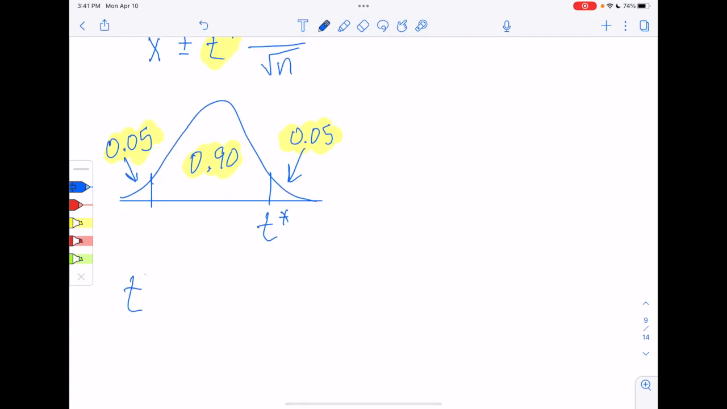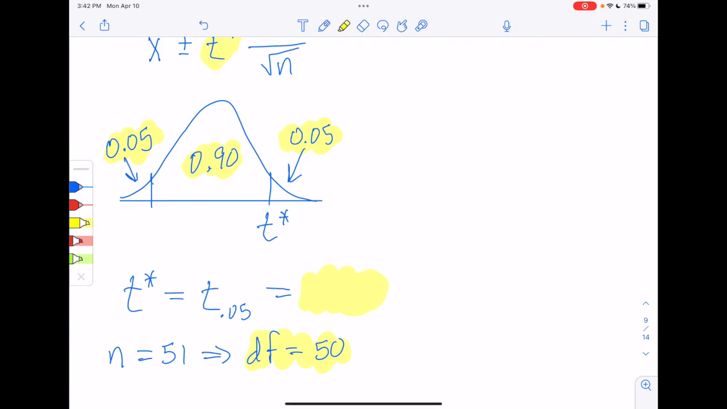That t star that we want is going to be the t with area 0.05 to its right. So that's what we're going to look for on our table. But before we can go to the table, we need a DF, and that comes from our sample size. We have an N of 51 on this problem, and the DF is N minus 1, so that's going to be 50. So when we go to fill in this t-score right here, we need to make sure we're using a DF of 50, not the sample size of 51.